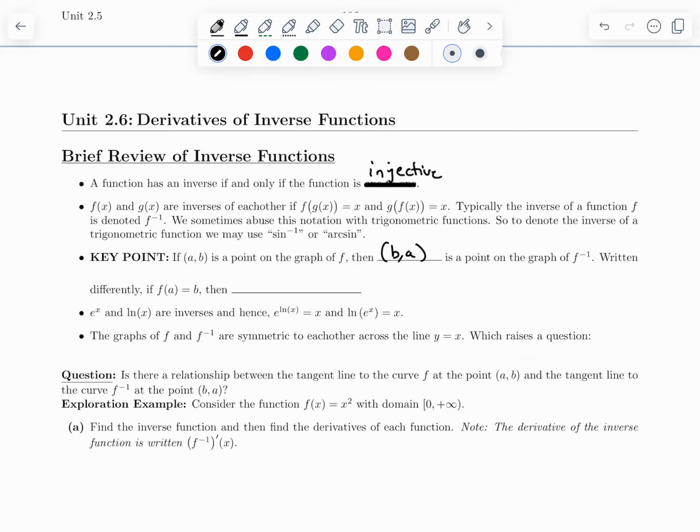And written differently, which is useful for the inverse function theorem coming up, if f of a is equal to b, then f inverse of b is equal to a. That's another way to say the same thing.